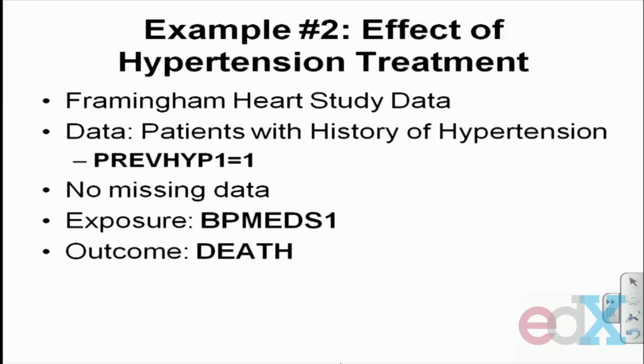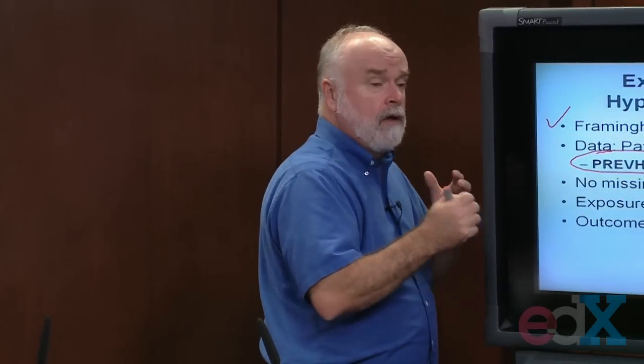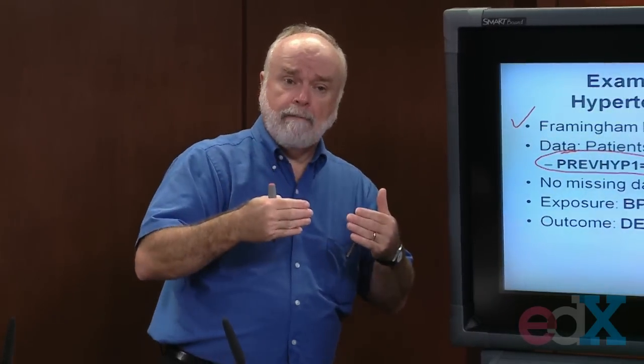So what I'm going to be using is your Framingham data set, the one you've been using all along in this course. I'm going to limit the analysis to only people who were at risk for being treated for hypertension. So only looking at people who had previously been diagnosed with hypertension. So in your data set, there's a variable called PREVHYP1. A 1 meant that before this exam, before 1956, this individual had been diagnosed. Someone had told them that they have hypertension. And now, in 1956, some of those people were being treated for their hypertension, and some of them were not.